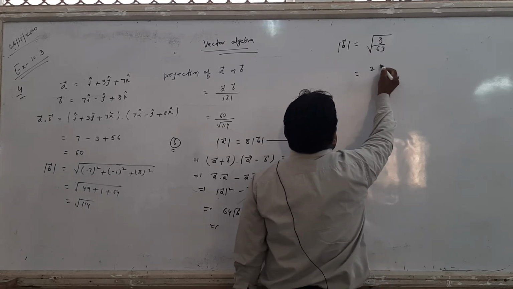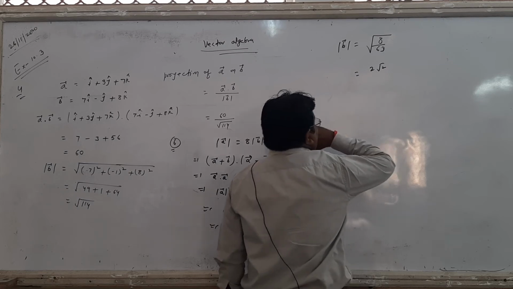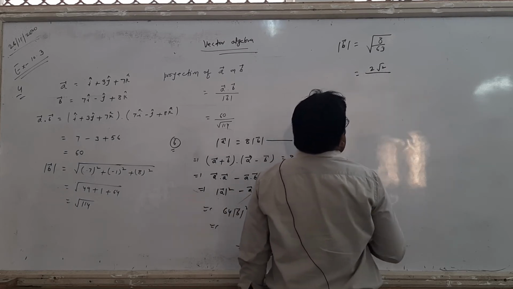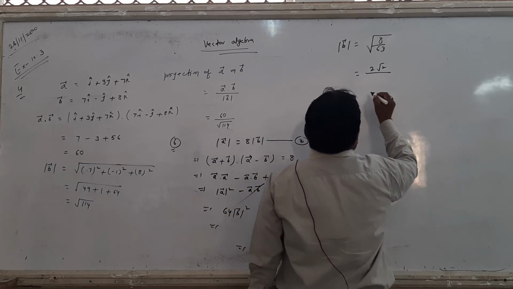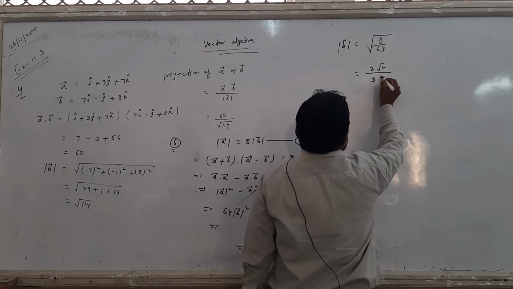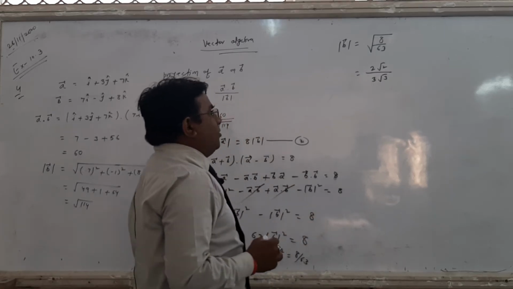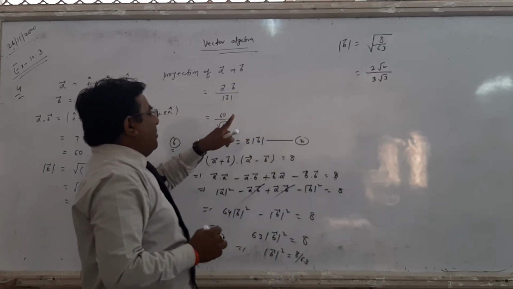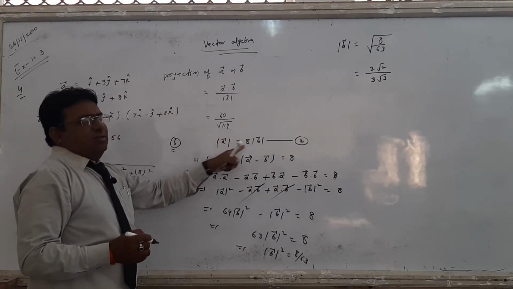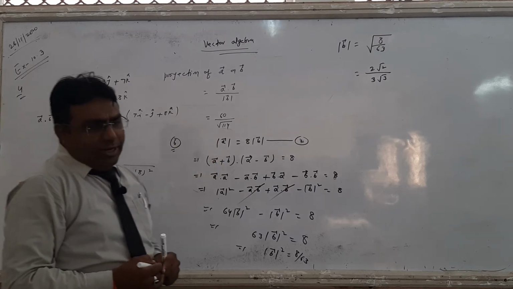The square root of 8 is 2 root 2, right? And 9 sevens are 63, that means 3 root 3. So this is the value of the magnitude of B. Now substitute the value of magnitude of B in the first equation, then find the magnitude of vector A.